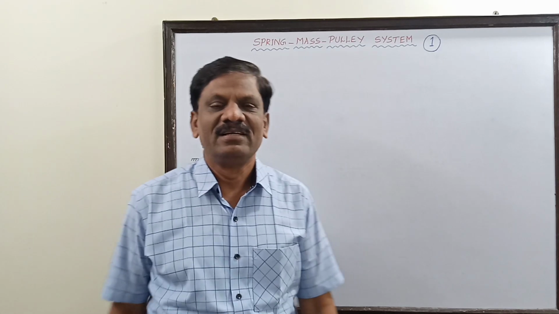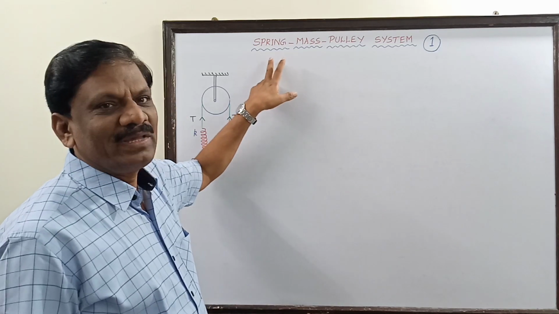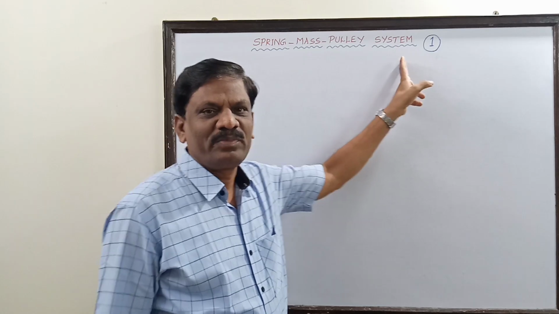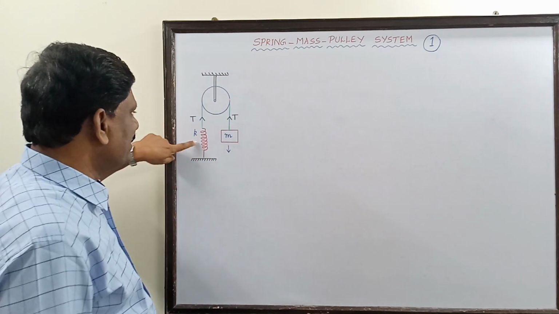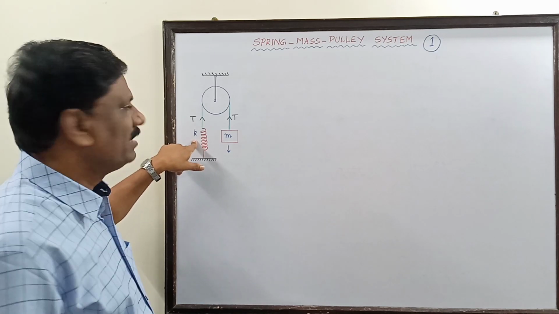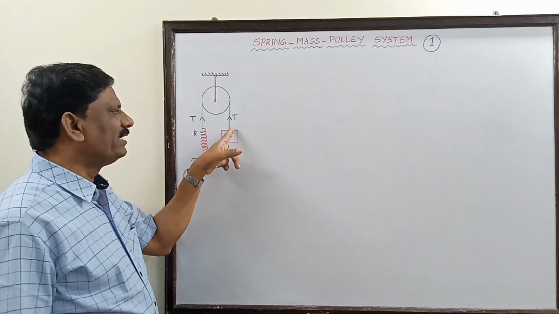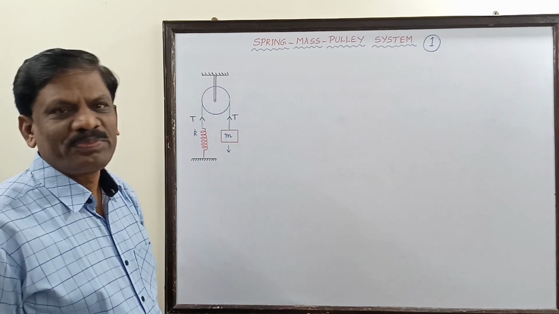Hi students, today we are going to discuss a new topic, namely the spring mass pulley system. So I can see the diagrammatic representation. It consists of a spring whose spring constant is K, and a mass M is attached to the free end of a string which is passed over a pulley.